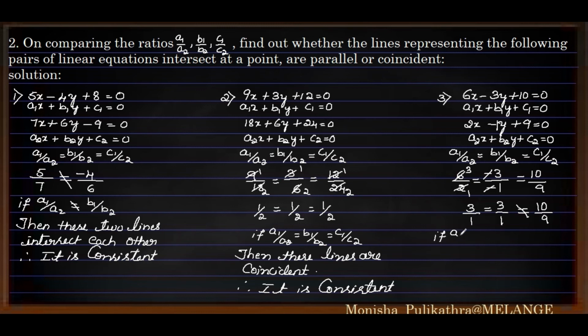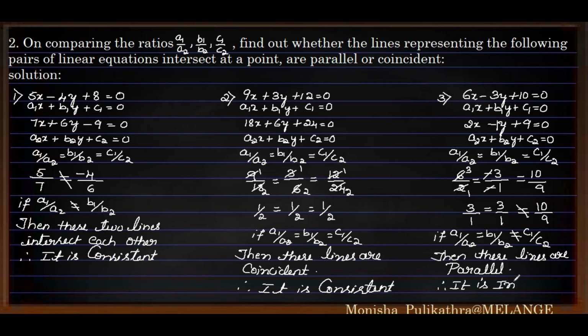So if A1 by A2 is equal to B1 by B2 but not equal to C1 by C2, then these lines are parallel. So if it is parallel lines, it is inconsistent. Therefore it is inconsistent because it will not have any solution. Okay, inconsistent. Okay, forgot to write that. Parallel means it has no solution. Since both lines will not touch each other, there will be no solution. For parallel lines there is no solution.